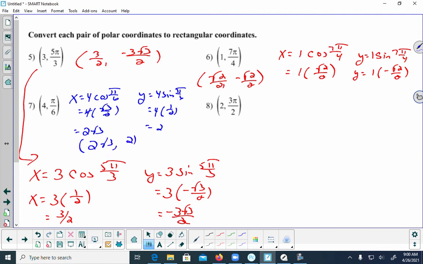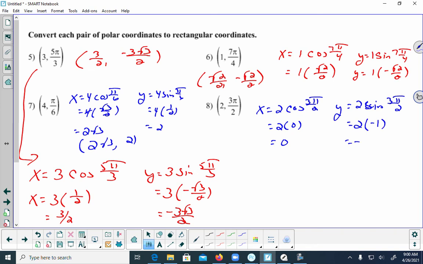And finally, number 8, x is equal to 2, which is my r, times the cosine of 3 pi over 2. Well, the cosine of 3 pi over 2 is 0, so the x coordinate is also going to be 0. Y is equal to 2 times the sine of 3 pi over 2. So 2 times the sine of 3 pi over 2 is negative 1. So I'm going to get negative 2. So that ordered pair is going to be 0, negative 2.